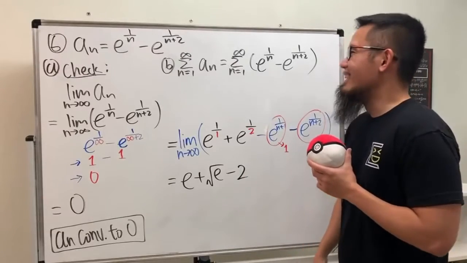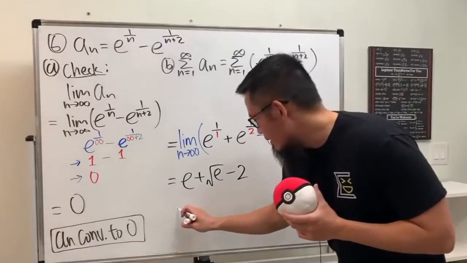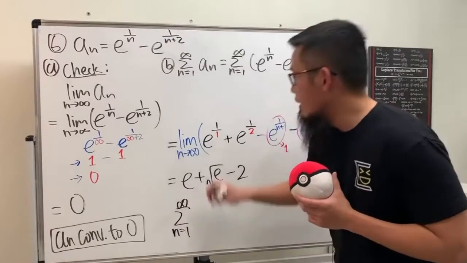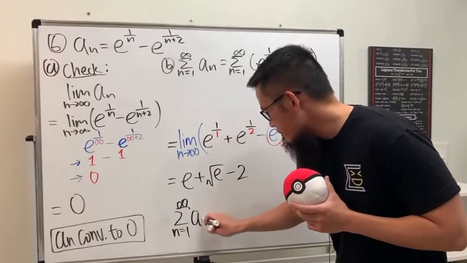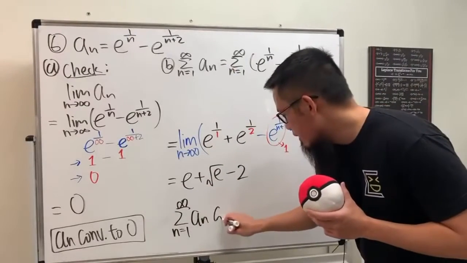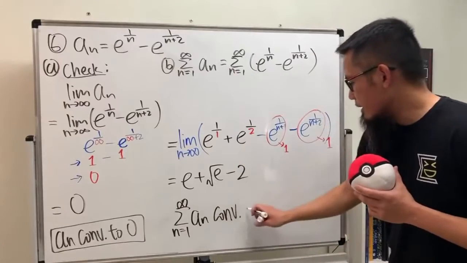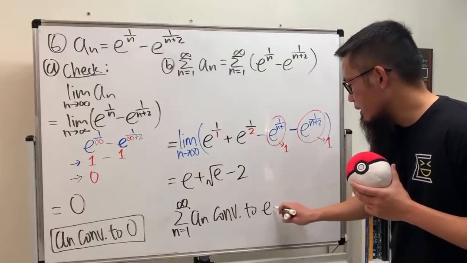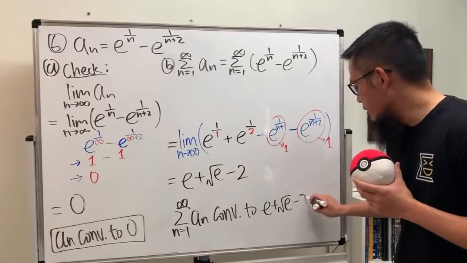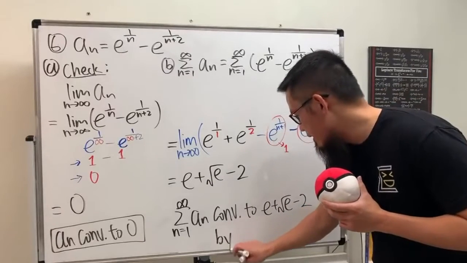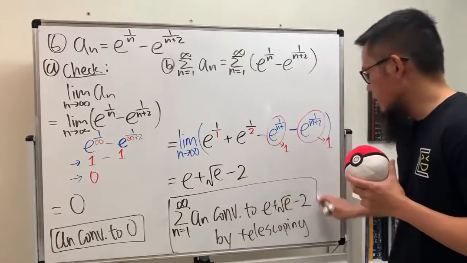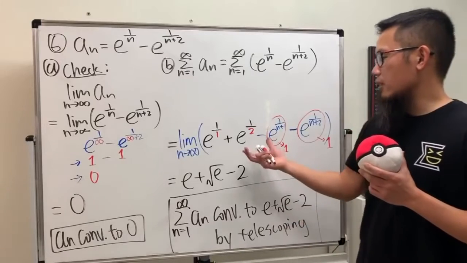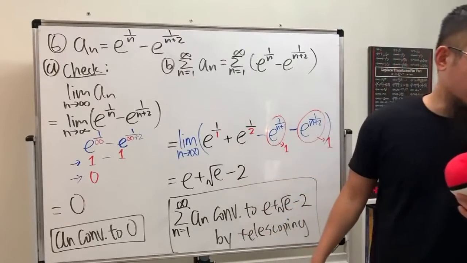Anyway, though, we know that the series as n goes from 1 to infinity of our a_n, which is that, converges. And in fact, we know what it converges to. It converges to this: e plus square root of e minus 2, by telescoping. It's not really like the telescoping test, but it's just a telescoping method to end up with that answer. So let me just write that down.